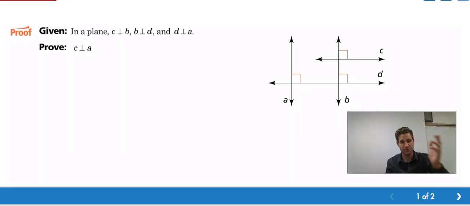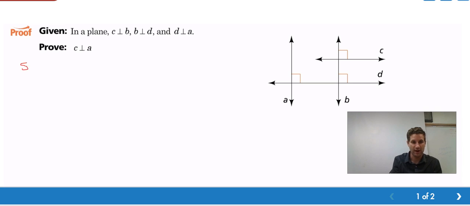Okay, so here's our first problem. It's a proof. Make sure you write out the given, the proof, and the picture. So let's take a look at what we got. Think before we act. And here it says, in a plane, so we're in a plane, this is good. C is perpendicular to B. Okay, C perpendicular to B, so we got that 90 in there. B is perpendicular to D, got the 90, and D is perpendicular to A. Can we show that C is perpendicular to A? Well, we should be able to do this, so let's go ahead.